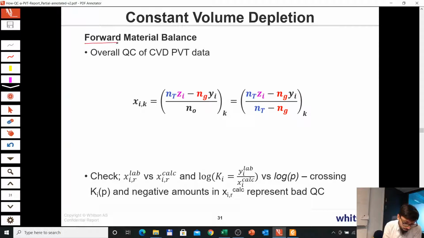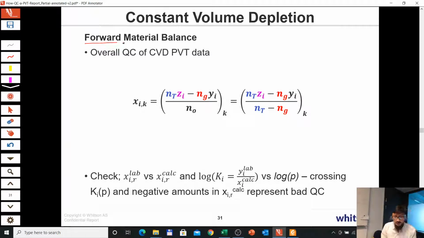So what forward material balance does, it is actually an overall QC of the CVD PVT data because it uses almost all the information that's reported in the CVD data, like for example compositions. It requires, for example, gas Z factors reported at each pressure state. It also uses the relative oil volume at each pressure state. So that's why it's using almost all the data that's reported in the PVT report, and it's an overall QC of the CVD PVT data.